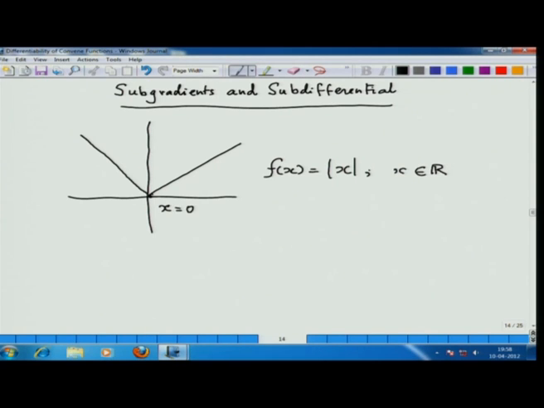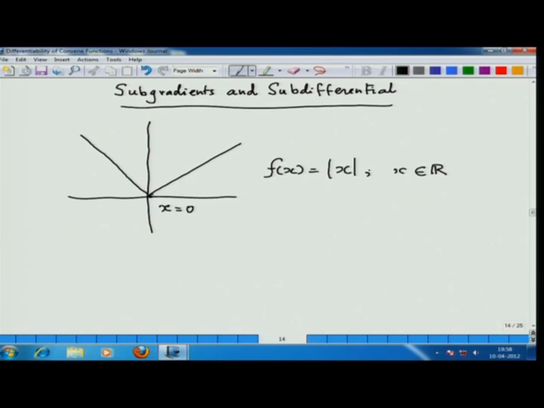it does not possess a derivative at x equal to 0, because the derivative when you approach from this side is minus 1, and when you approach from the other side it is plus 1. So, left and right derivatives are different, the left derivative being minus 1 and the right derivative being plus 1. So, the derivative does not exist.